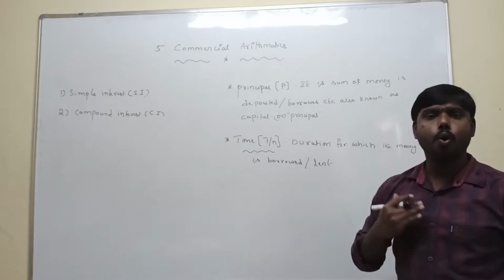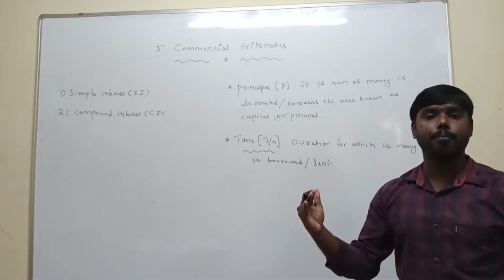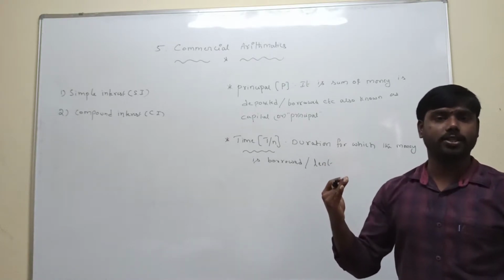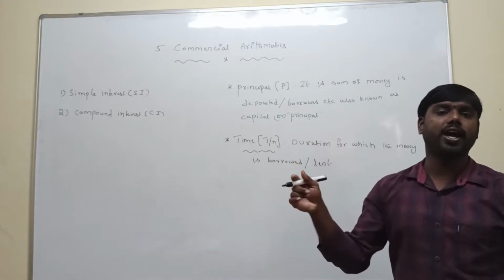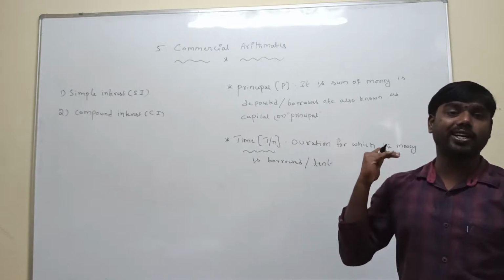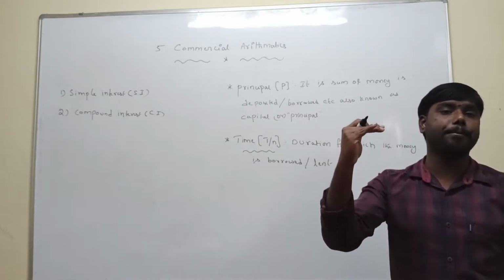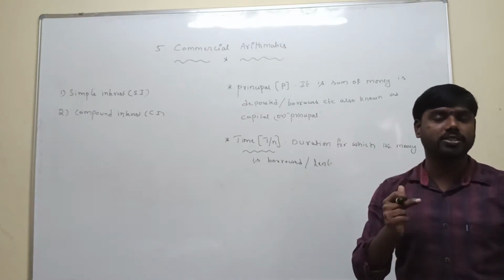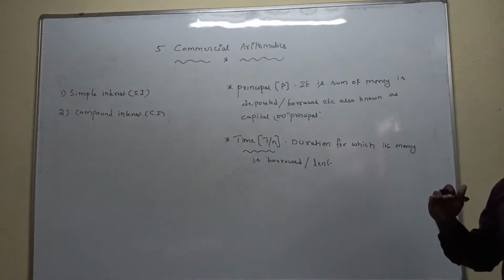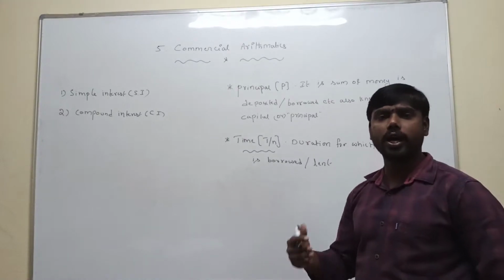Or else one person is taking a loan from the bank. How much loan? Suppose 2 lakhs or 3 lakhs. Taking a 3 lakh loan from the bank, the 3 lakhs is called the principal amount. Definitely when you take a loan, they give some time period. That time period is called time. Time is nothing but the duration for which the money is borrowed or lent.